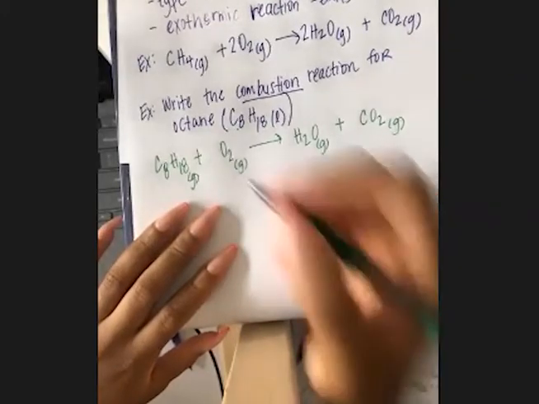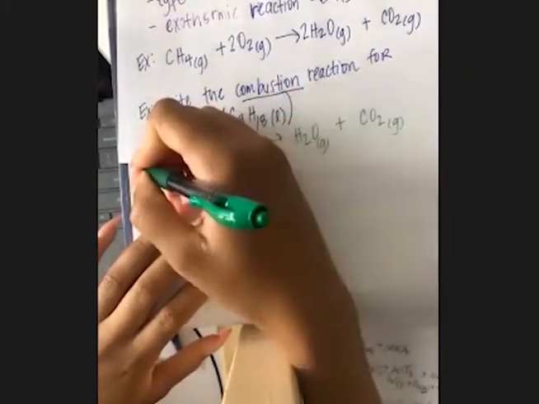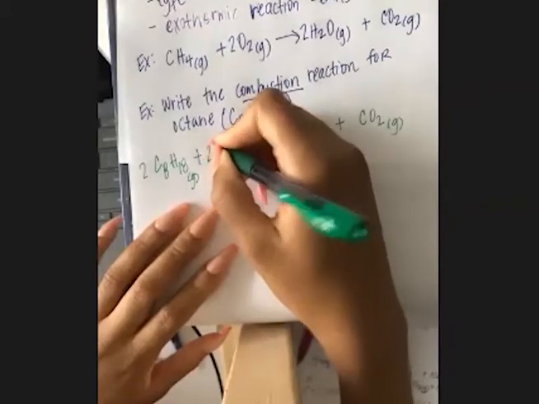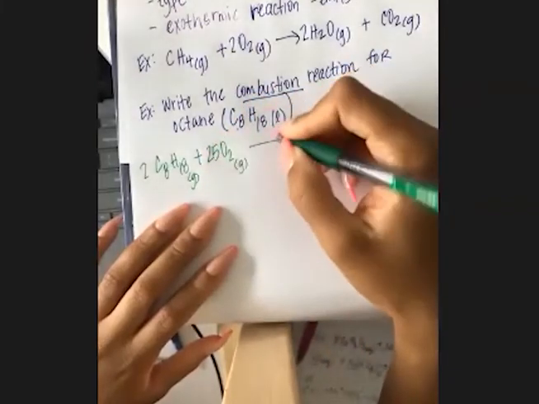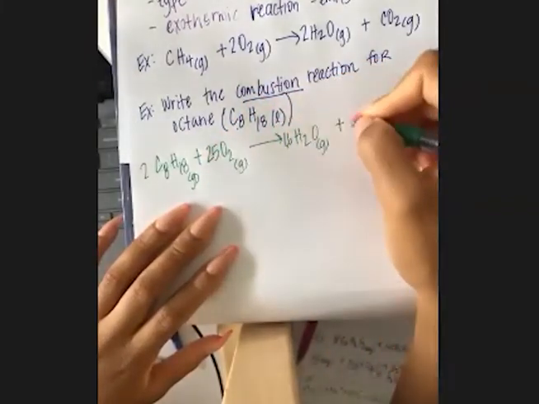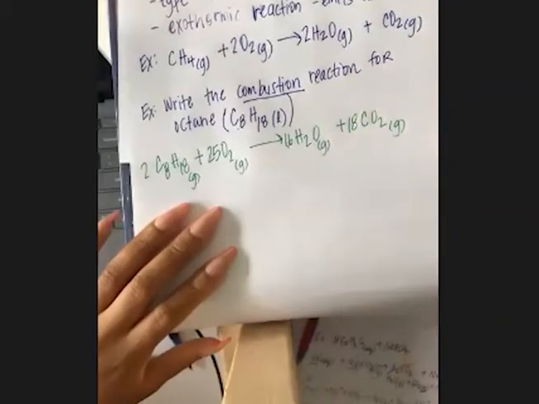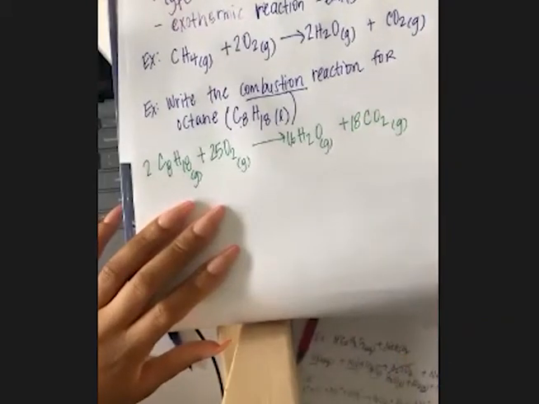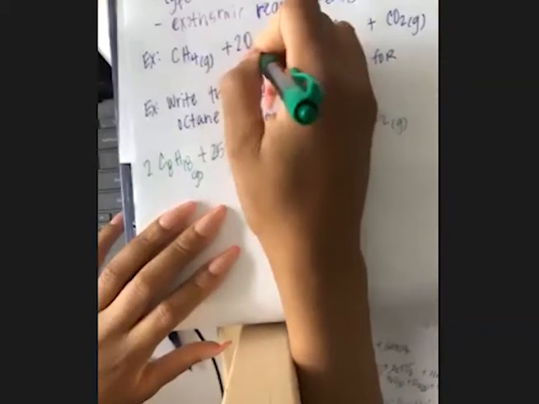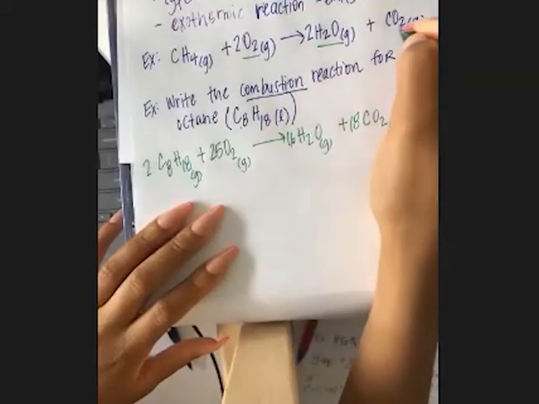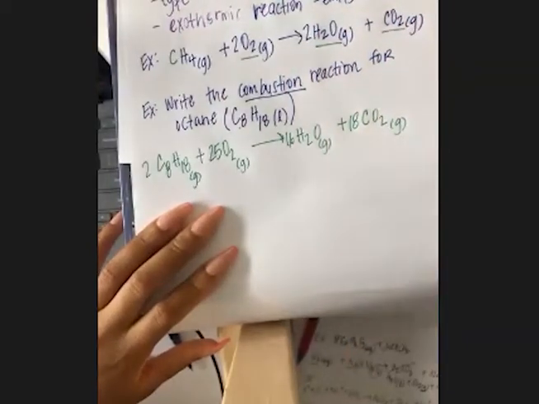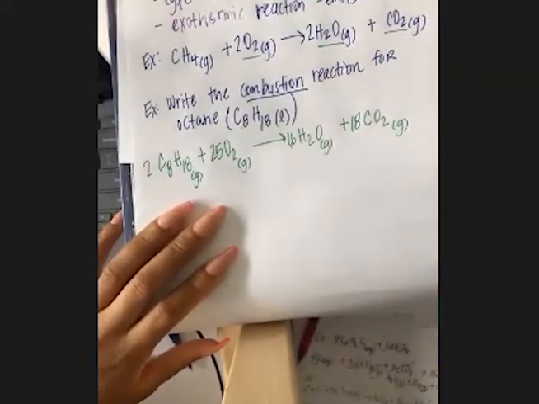And if I balance it properly, it looks like this: 2, 25, 16, 18. So remember the whole point, you've got oxygen gas, water, and carbon dioxide for combustion reactions.